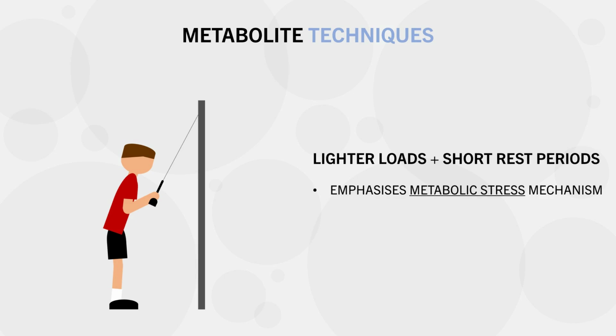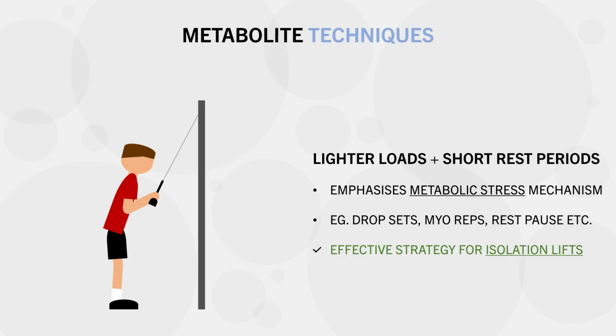Some examples of metabolite techniques are those such as drop sets, myoreps, rest pause, and more. While there are different names for each method, they all essentially function in the same way, involving light loads and short rest. This is a somewhat similar strategy to the rest period discussion we covered, although the application is slightly different. Although traditional training with longer rest periods is generally found to be superior for muscle growth in most cases, metabolite techniques have been shown to be similarly or even more hypertrophic than traditional training in certain instances.